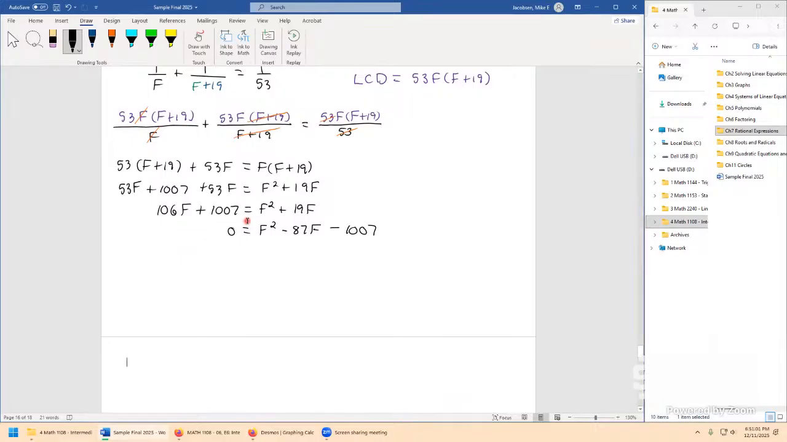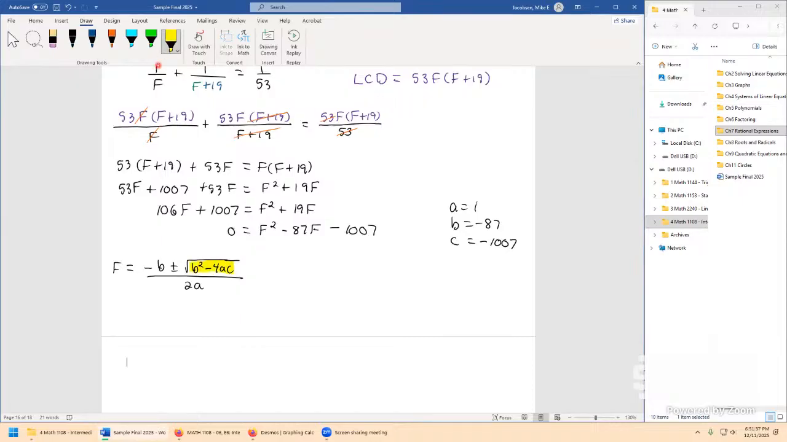It's now the quadratic formula, so we'll say the solution to this by that formula is negative b plus or minus square root b squared minus 4ac divided by 2a. So let's identify the coefficients next. Leading coefficient is a on this one, and a is 1. Next coefficient b is negative 87, and the constant term, the last coefficient, is negative 1007.